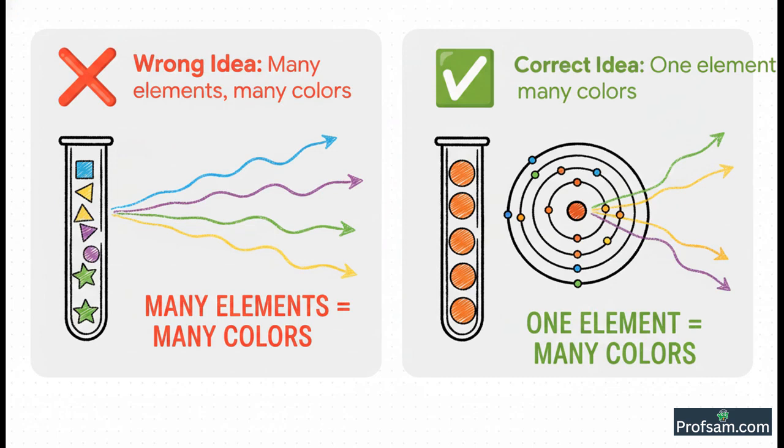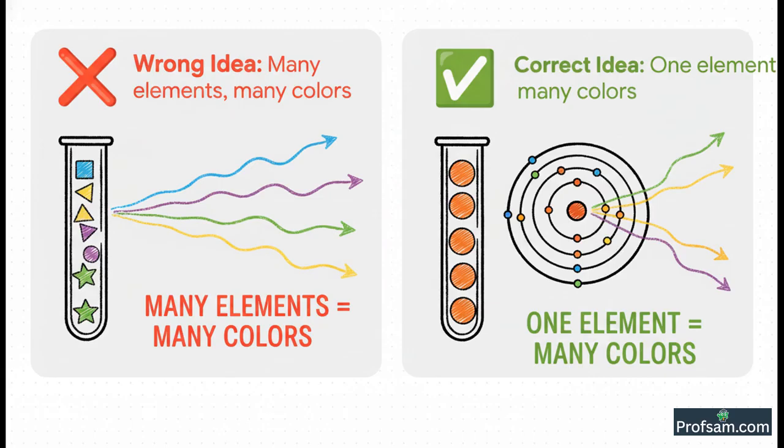Big one. You look at a picture of a spectrum and you see lots of different colored lines, red, green, blue, violet. And the first thought that pops into your head is, oh, this gas must be a mixture of many different elements. That's why there are so many colors. Wrong. That is completely 100% wrong. The correct exam-safe idea is that even one single element, just pure hydrogen gas, can produce all those different lines.